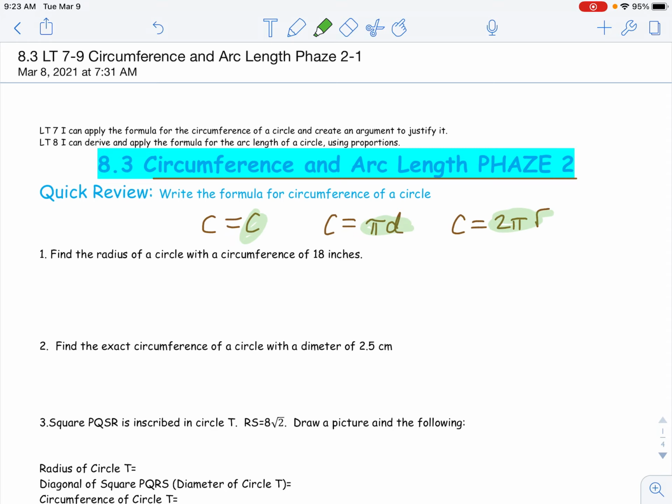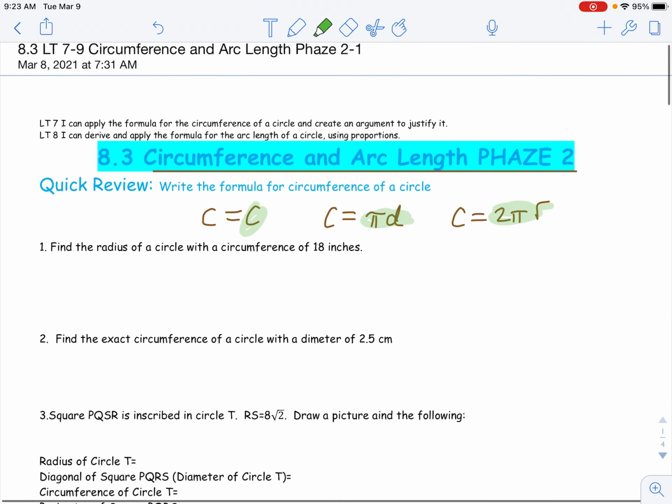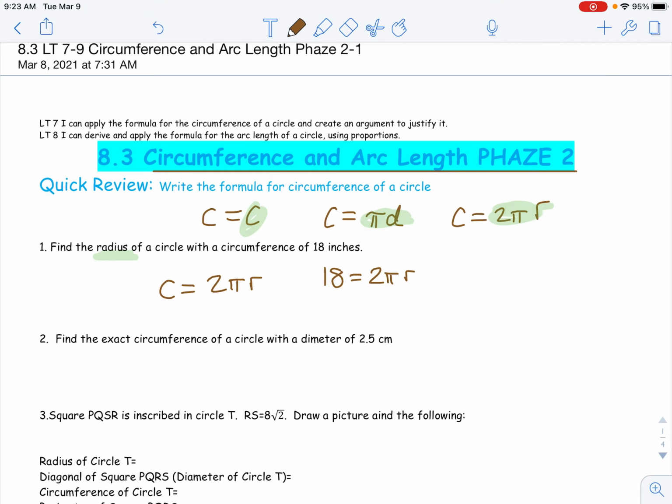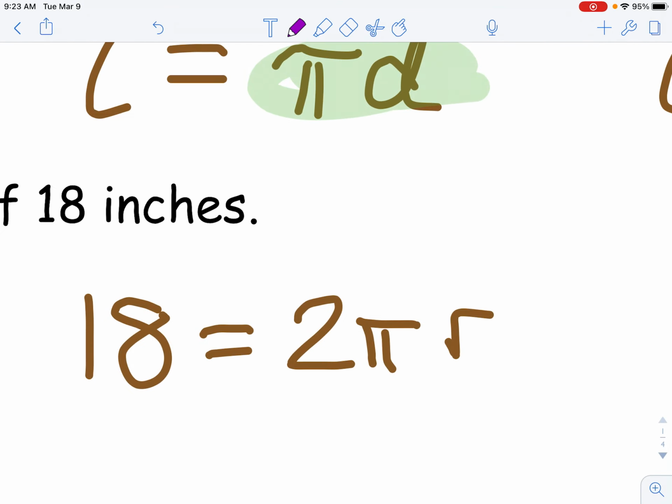We're going to find the radius of a circle with circumference of 18 inches. Usually it's like, I'm finding the radius, so I'm going to use the one with the radius. I'm going to use circumference equals 2 pi r. 18 is the circumference, 2 pi r. Now remember, if you're extremely close up, this is all multiplication. It's 2 times pi times r.